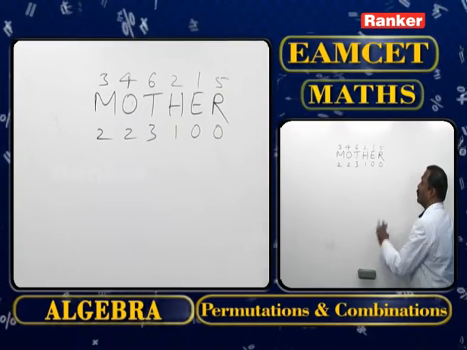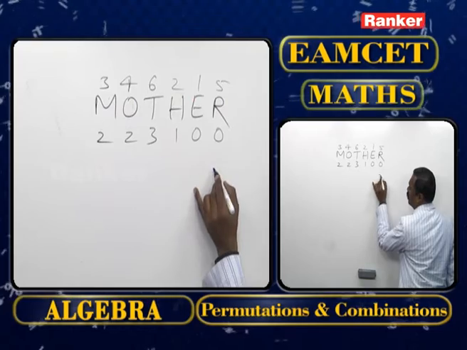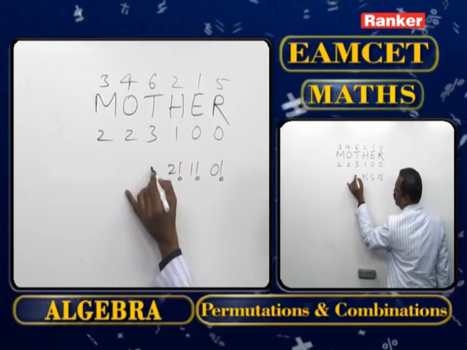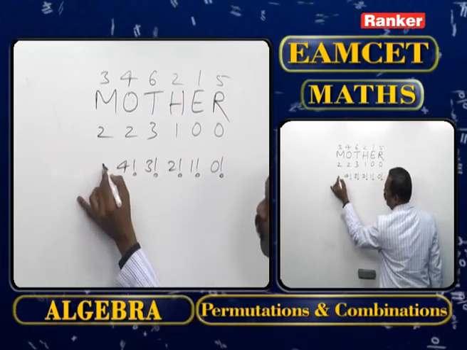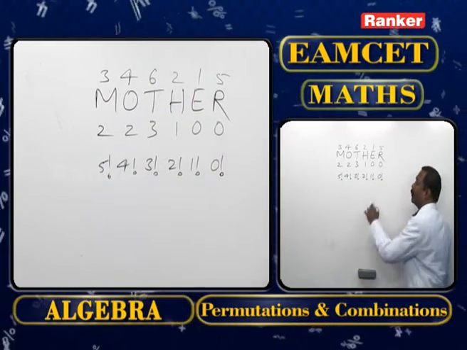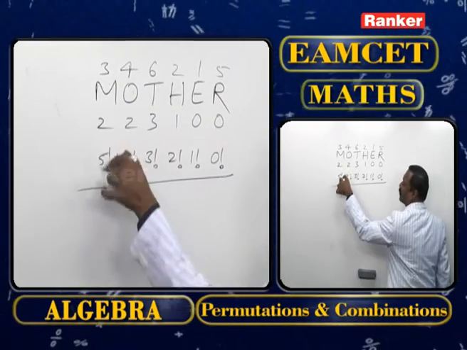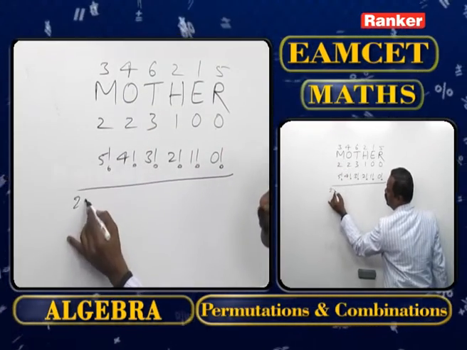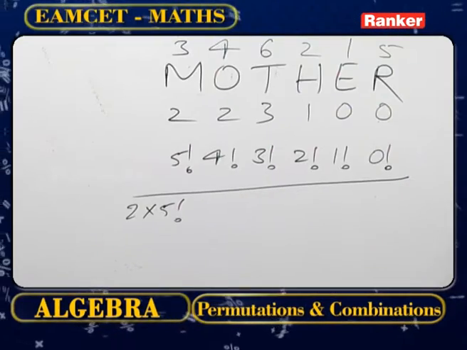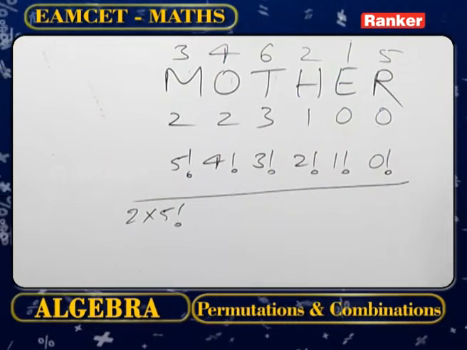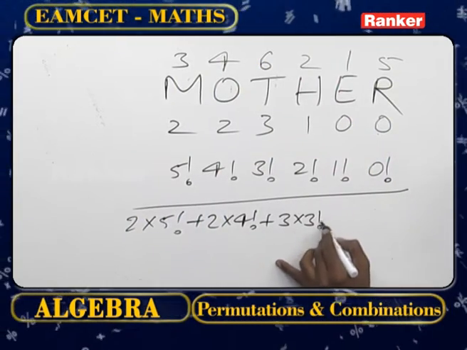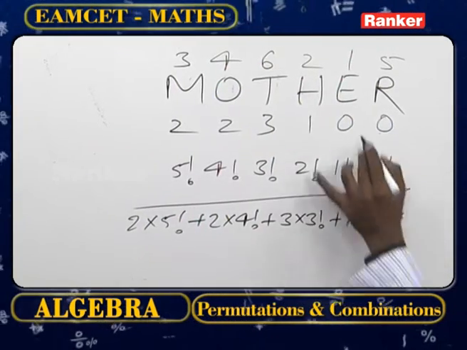Now start writing factorials from right to left: 0 factorial, 1 factorial, 2 factorial, 3 factorial, 4 factorial, 5 factorial. Now multiply: 2 into 5 factorial. Just for your understanding, I am doing that; otherwise we'd do mental calculation, and you can write it directly. Plus 2 into 4 factorial, plus 3 into 3 factorial, plus 1 into 2 factorial, plus 0, plus 0.